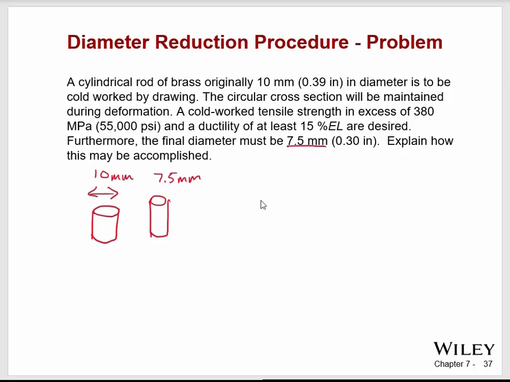Now, we have some requirements. What are those requirements? This states that the tensile strength needs to be greater than 380 megapascals, okay, or 55 kilo psi, or kips. We also require that the ductility has to be greater than percent elongation of 15%. Okay.